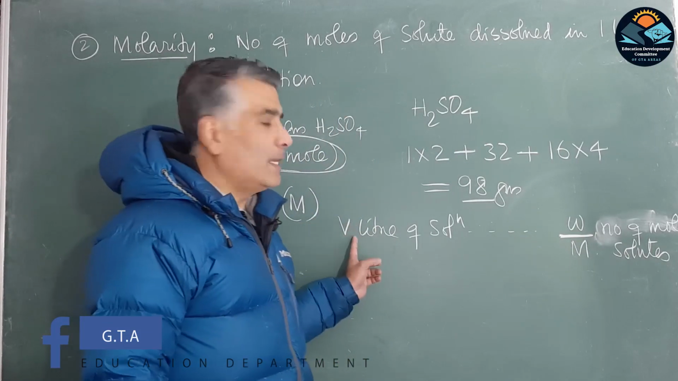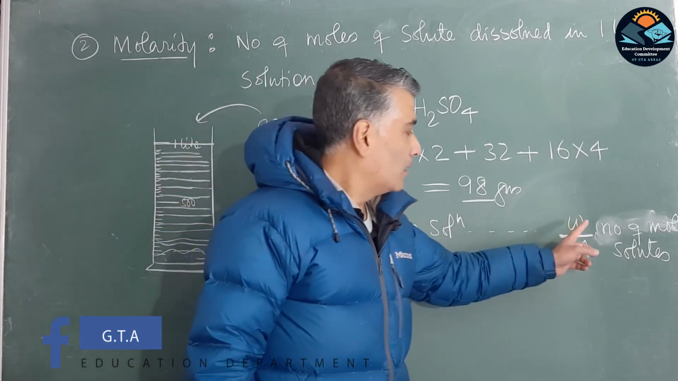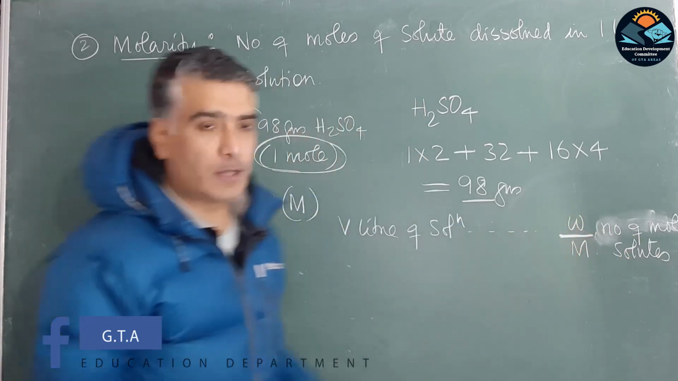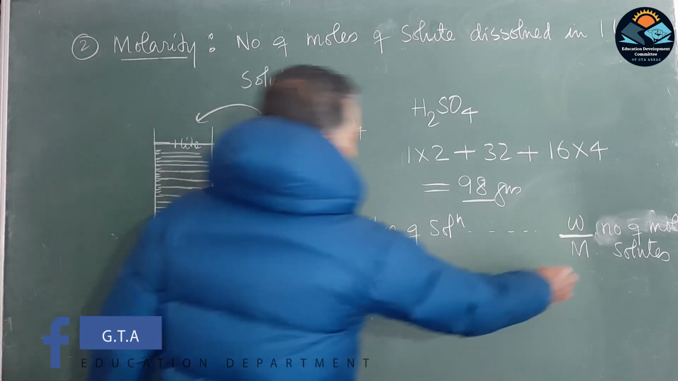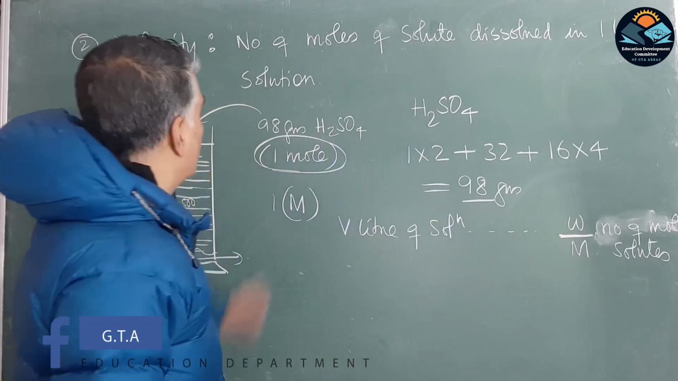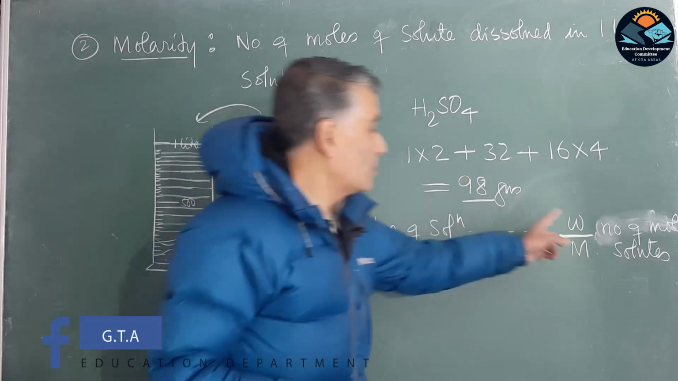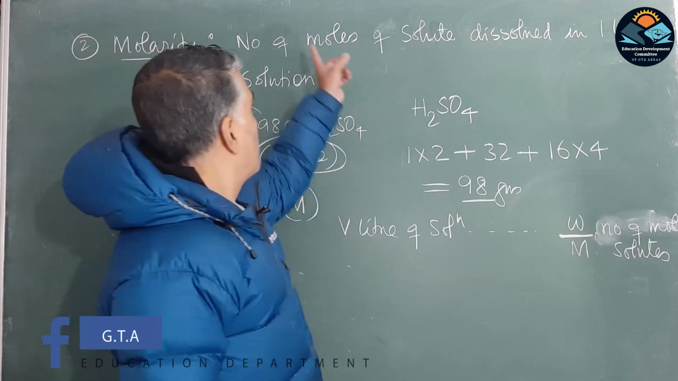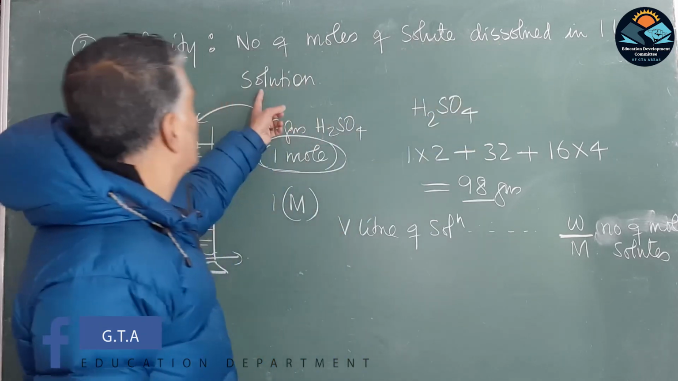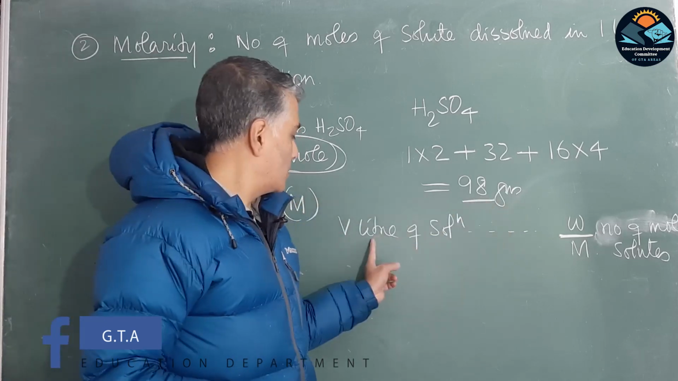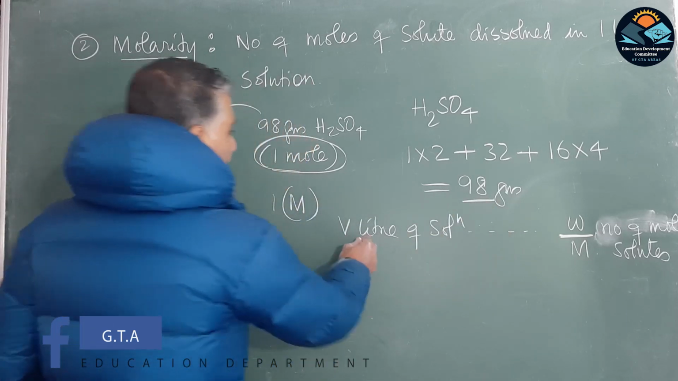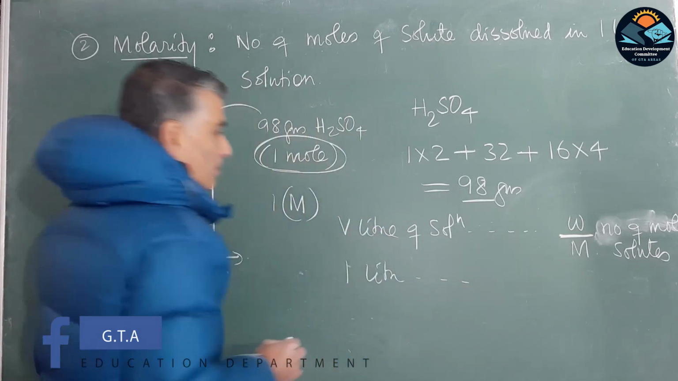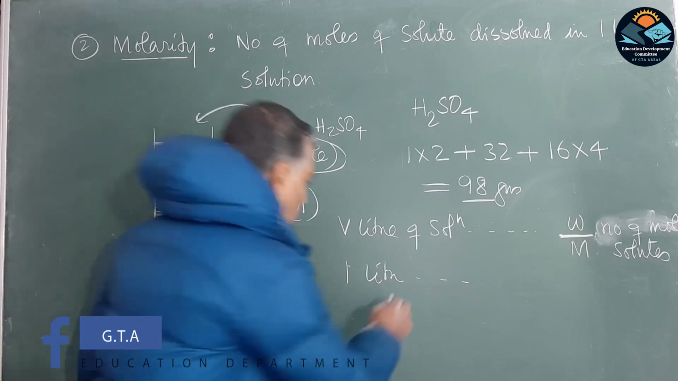So I've got V liter of the solution. Within that, W by M moles of solute is there, mass by molecular mass, which is number of moles of solute. So is this number of moles of solute the molarity of this solution? No, because this is the number of moles of solute present in V liter. But number of moles of solute present in 1 liter is going to be molarity. This is not 1 liter, this is V liter. So if V liter has that many moles, can't you find 1 liter will have how many moles? Because it's going to be a simple unitary method problem.